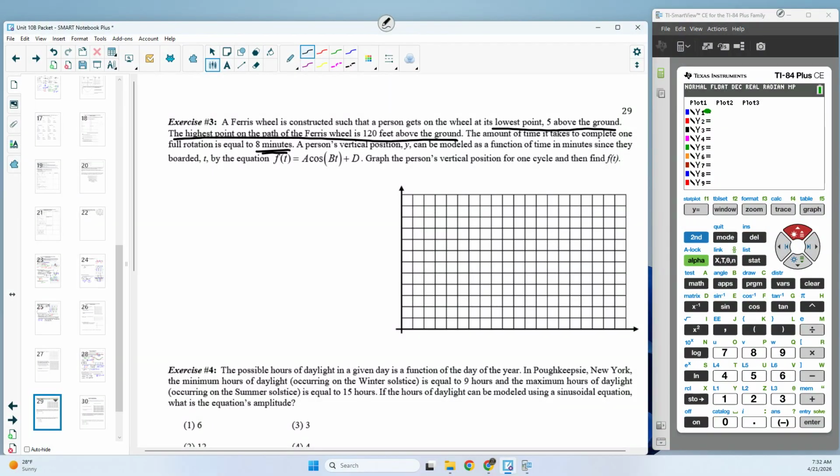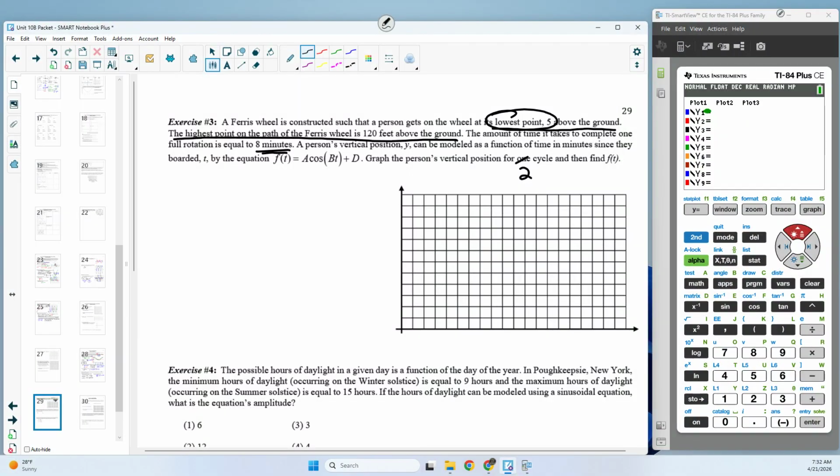A person's vertical position y, so how high they are off the ground, can be modeled as a function of time in minutes, since they boarded t, by the equation f of t equals a cosine bt plus d. We're going to graph the person's vertical position for one cycle and then find f of t. And I'm actually going to change this on the video to 2 cycles just so we can practice one of those. So first off, an interesting piece of information is that we get on at the bottom.